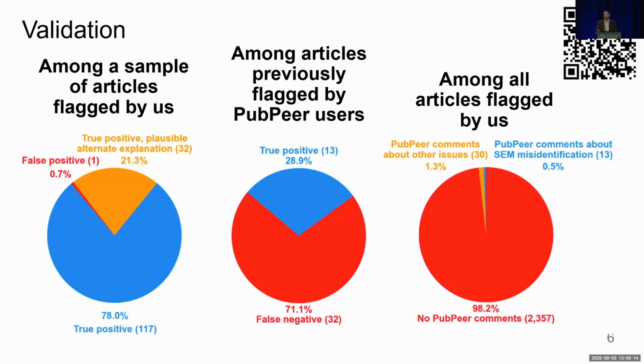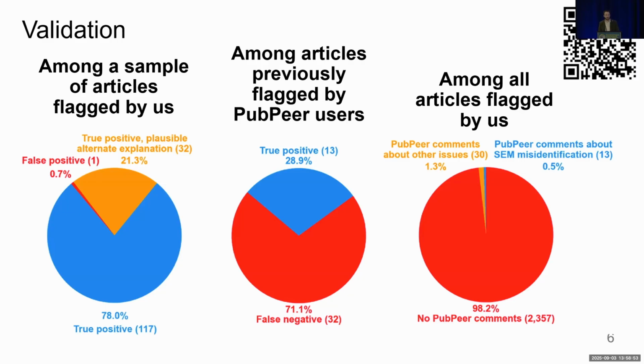But we also wanted to get at the false negative rate of the pipeline. For that, we looked at 45 existing comments on PubPeer that fell within our corpora, and our pipeline only caught 13 of them. So this pipeline does have a high false negative rate. However, if you take the 2,400 articles that we flagged and then look for PubPeer comments on them, only 13 were actually flagged on PubPeer as having SEM misidentification. So this is one instance where it might be valuable to automate things as opposed to having people go through the literature in an artisanal fashion.